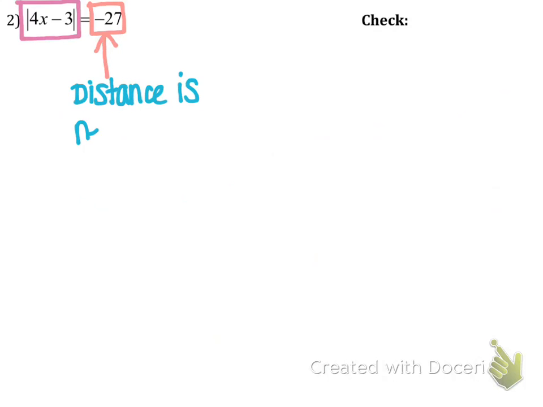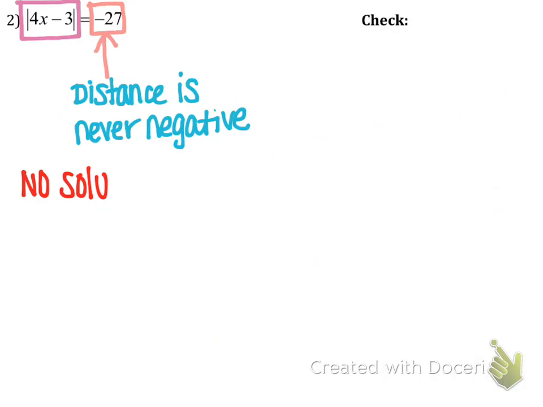Remember that when you are measuring distance, the distance can never be negative. If distance can never be negative, then that means anything that's inside these absolute value bars should never equal a negative number. So in this case, how would we even be able to solve for anything inside an absolute value being negative? And that is, we can't. The answer to this equation would be no solution.